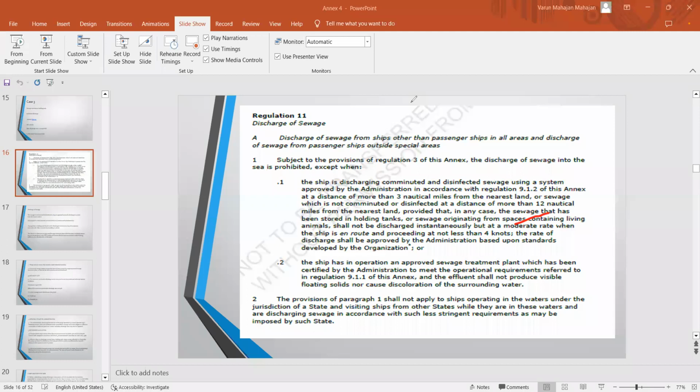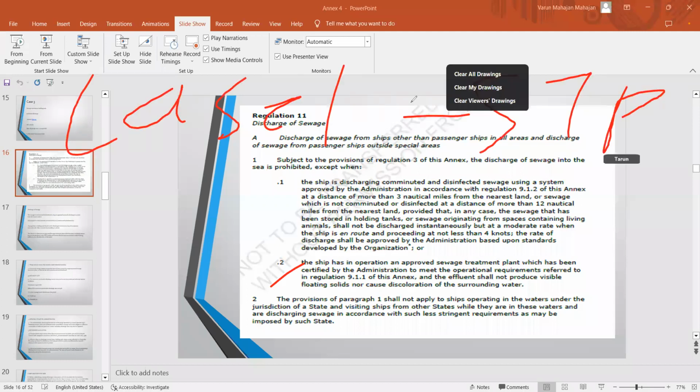And in point number 2, the ship has in operation an approved sewage treatment plant. So this is our case 1, right? We have discussed case 1, that is STP. The ship has in operation an approved sewage treatment plant which has been certified by the Administration to meet the operational requirements referred to in regulation 9.1.1 of this annex, and the effluent shall not produce visible floating solids nor cause discoloration of the surrounding water.